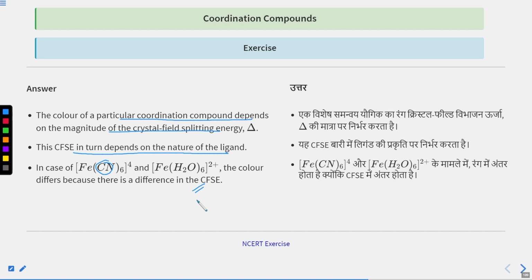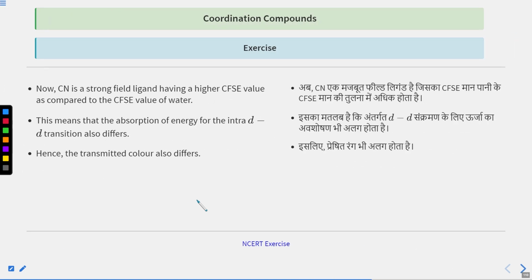we will see a difference in color due to the difference in CFSE, because the color comes from d-d transition, and d-d transition is totally dependent upon the energy gap, right? So if the energy gap changes, the extent of d-d transition will change, and hence we will see a change in color of both the complexes.